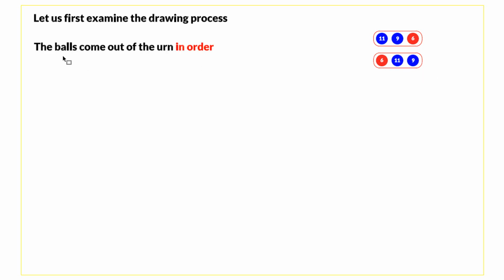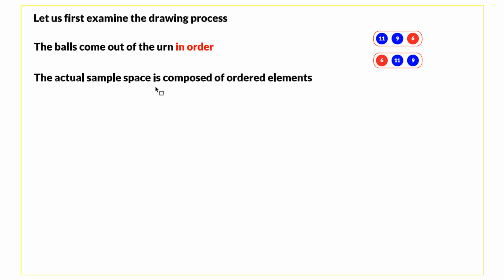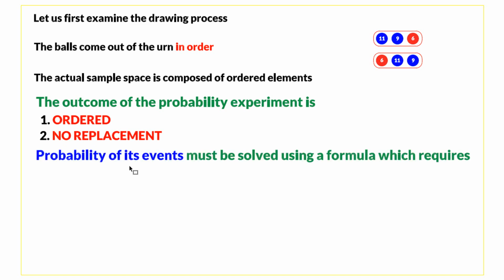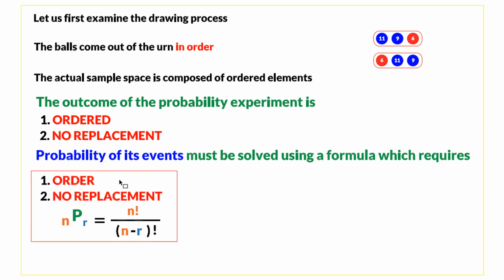So that means the balls come out of the urn in order, and the sample space is composed of ordered elements. So the outcome of the probability experiment is ordered and without replacement, and the probability of any event in the sample space must be solved using a formula which requires order and no replacement, and this is the permutation formula, which can be used under these two conditions.